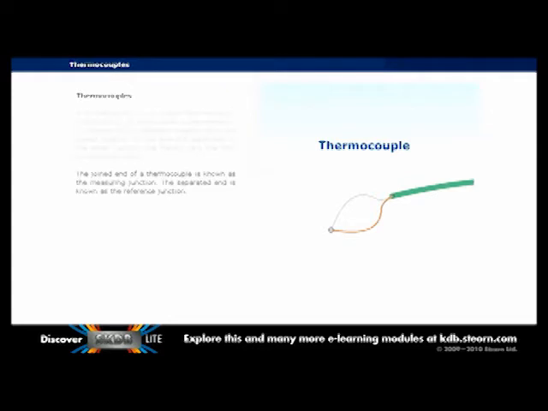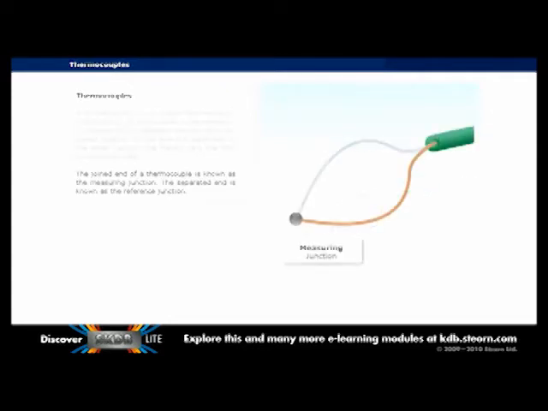A thermocouple is a sensor that measures temperature. In other words, a thermometer. It consists of two dissimilar metals which are joined together at one end and separated at the other. Usually, the metals take the form of insulated wires. The joined end of a thermocouple is known as the measuring junction. The separated end is known as the reference junction.